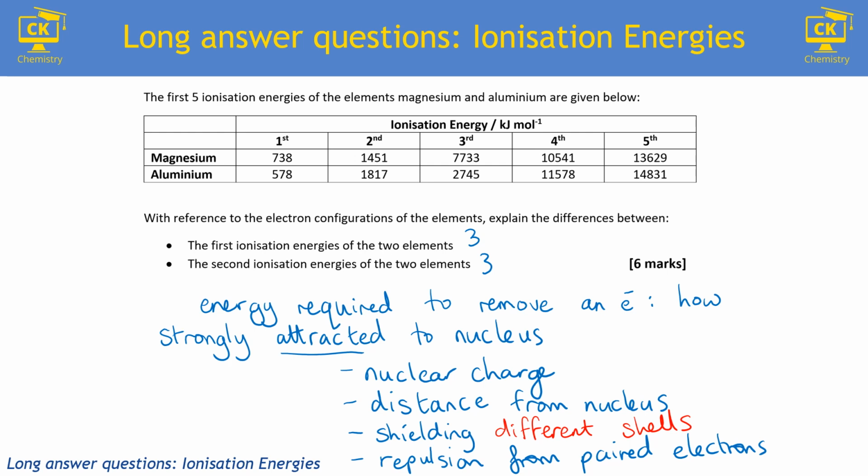Repulsion from paired electrons is a really specific case, and we see that in the middle of the P block or the D block. For example, there are 3 p orbitals. They can each hold 2 electrons. So for example, nitrogen has 3 p electrons, oxygen has 4, which means that one in oxygen has to share an orbital, and there's a little bit of extra repulsion. That is not the case for magnesium and aluminium, so we're not going to talk about that either.